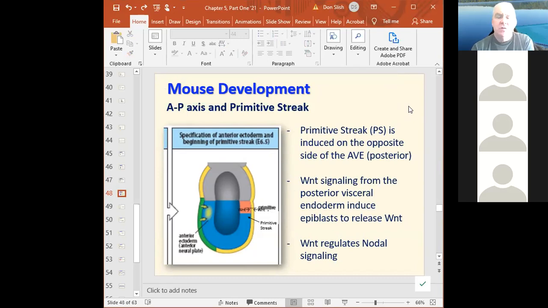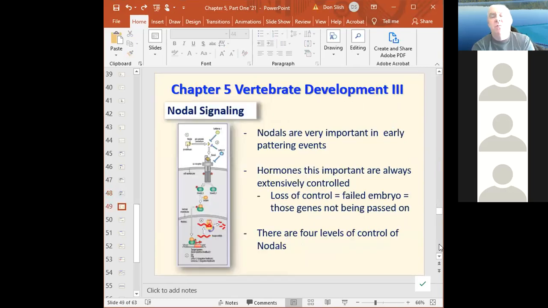As you notice, how often do I say the word nodal here? Nodal, nodal, nodal. Nodal is so important. It comes in so often here in early embryo development. And if something's important to life, then pretty much it's going to be closely controlled, right? Because if something goes wrong and it goes out of control, the embryo dies and then those genes don't get passed on, right? Whatever mutation caused nodal to be out of control will ruin the embryo and it won't make it. So there's a lot of different controls on nodal because it's so important in early embryo patterning.